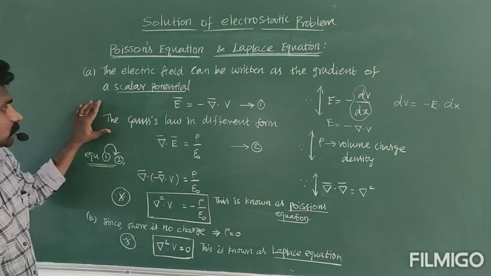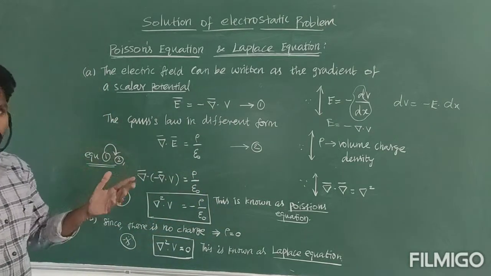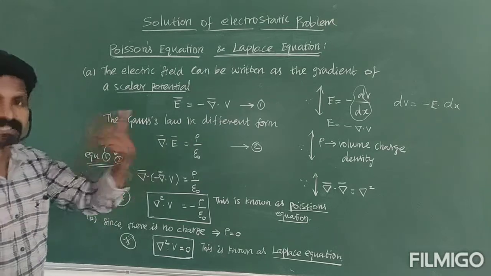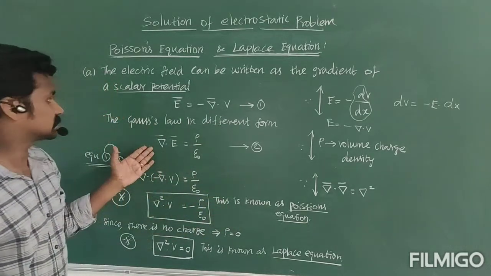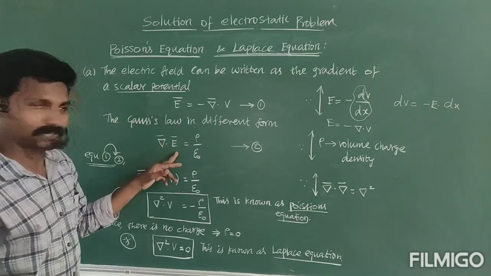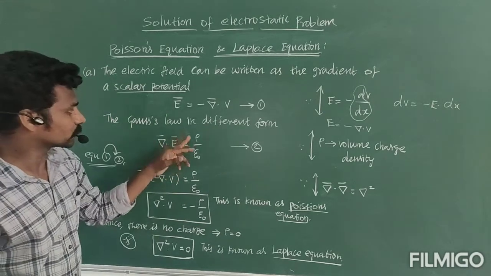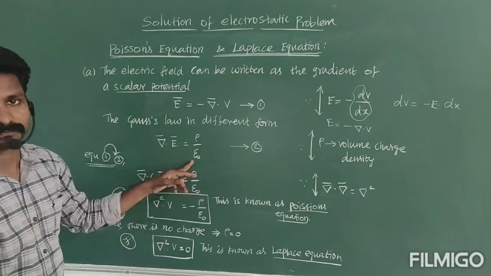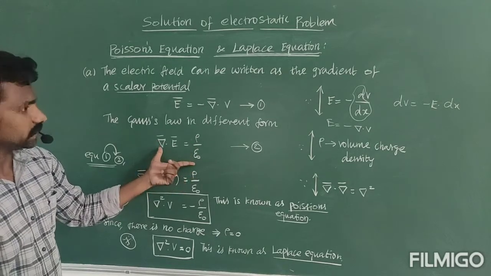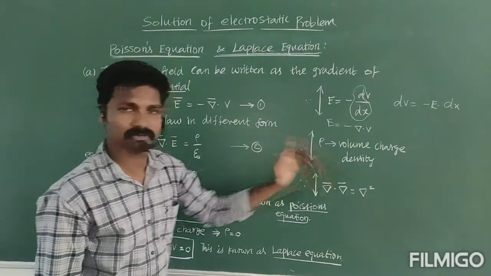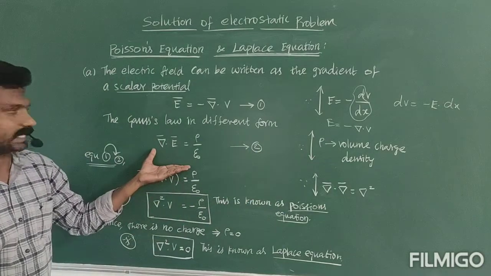Now you know Gauss law in another form, or differential form, that is del dot D. You already know del dot D is equal to rho divided by epsilon, where rho is nothing but the volume charge density. We already derived this.